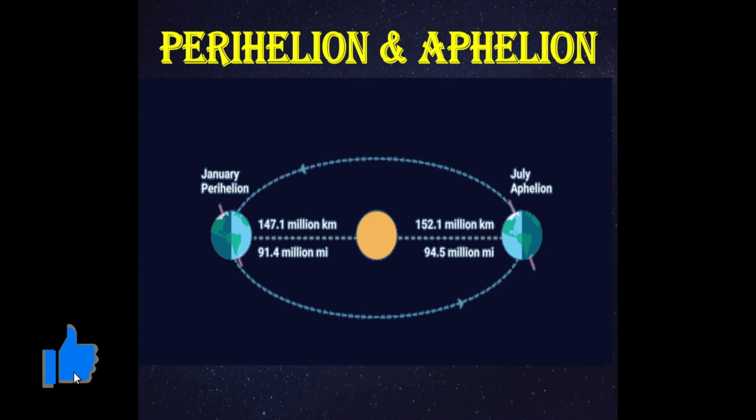So the point at which planet Earth is nearest to the Sun is called perihelion. Whereas on 4th July, planet Earth is the farthest from the Sun. So the point at which planet Earth is farthest from the Sun is called aphelion.